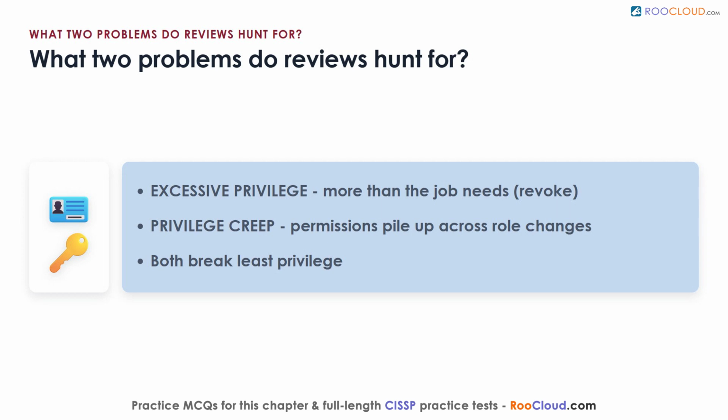Imagine a worker moving from accounting to sales who gets the new sales rights but keeps the old accounting ones. Now she can reach far more than her job calls for. Both problems break the principle of least privilege, and regular access reviews are the tool that reliably surfaces them. Think of it as spring cleaning for permissions, clearing out what should have been let go long ago.